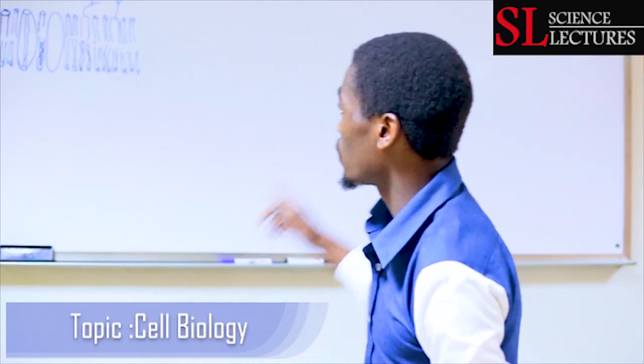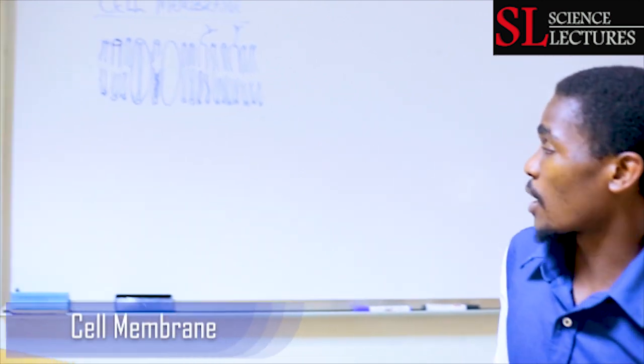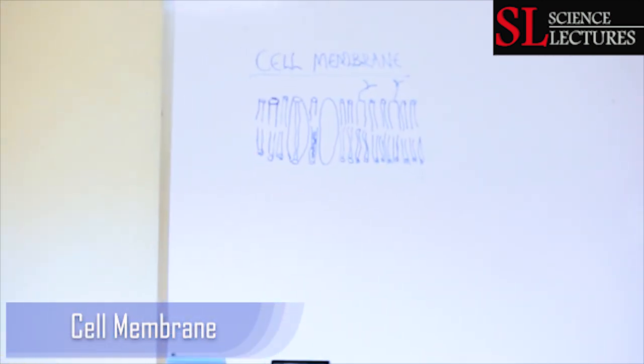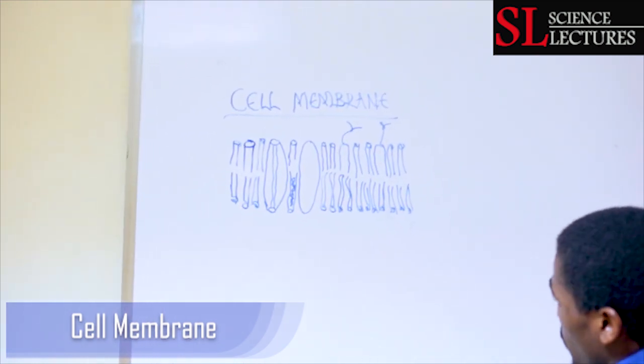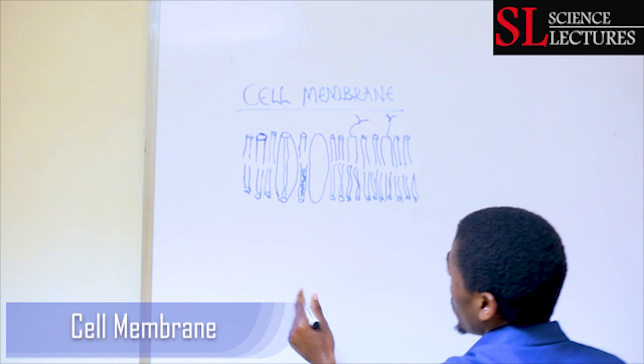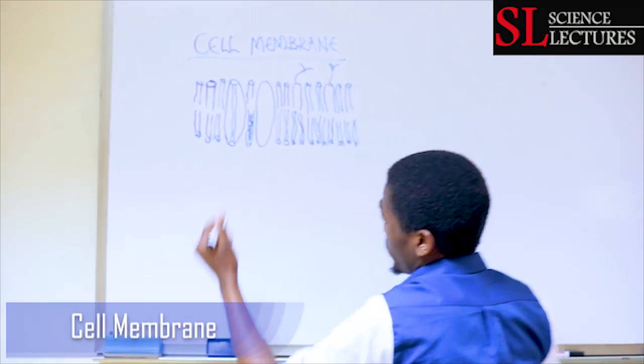So we are continuing with our series of the cell organelles, cell biology. Today we want to look at the cell membrane, the outer covering of the cell. The basic structure of the cell membrane. Before we start off, we need to know what the cell membrane is, where the cell membrane is found.